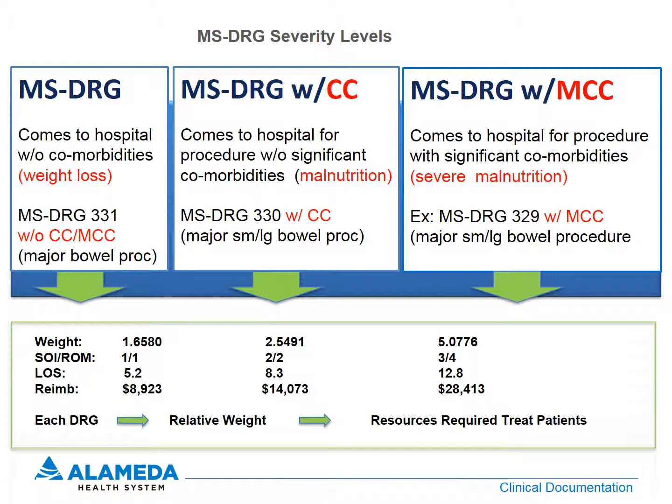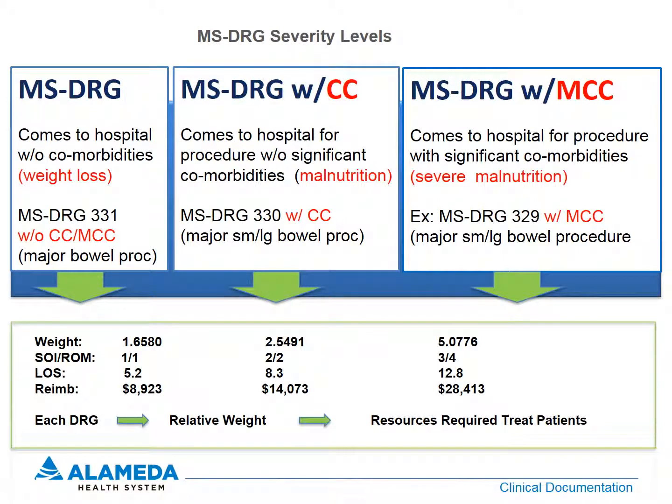Now let's say that that patient's BMI was 17.9. They came in for the same major bowel procedure. Well, that is a major comorbidity, because that's considered severe malnutrition if it meets all the other clinical evidence. So now that DRG category shifts from 331 to 329, the DRG with a major comorbidity. Same exact bowel procedure, same exact patient, but just with the proper documentation.